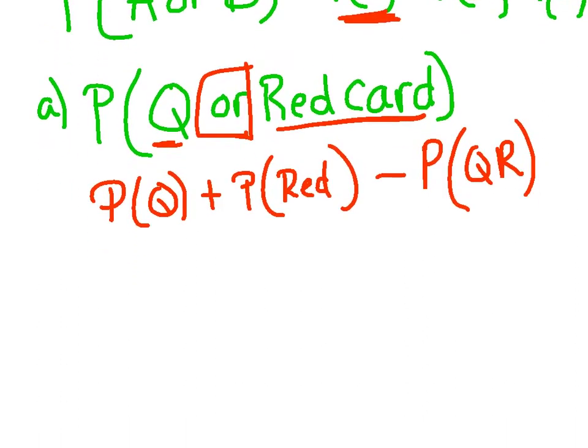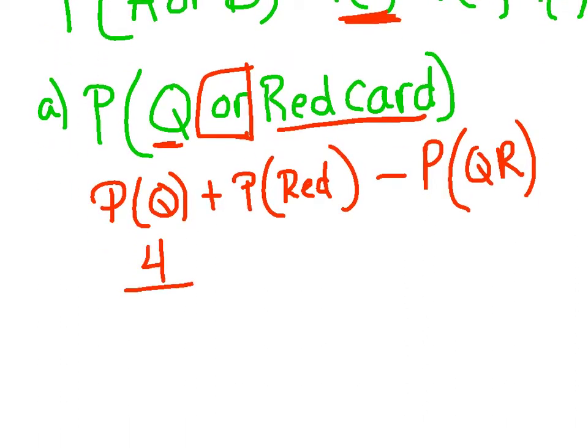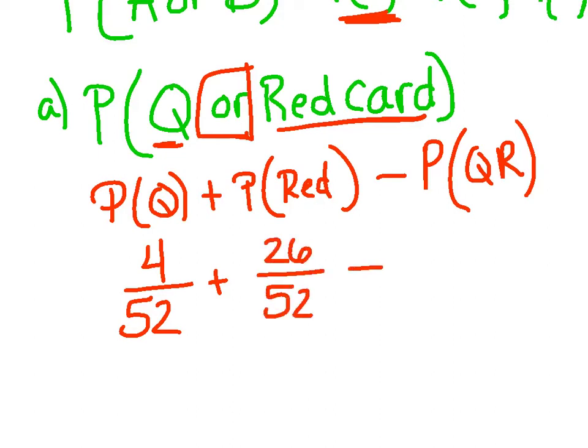All right, so how many queens are in the deck? Remember, there's 1 in each suit, so that's 4 out of 52. Plus, how many red cards are in the deck? Well, half of the deck was red, so that's 26 out of 52. Minus, is there anybody that is a queen and is red? Have I doubled somebody up in here? Well, are there any red queens? Well, I think there are.